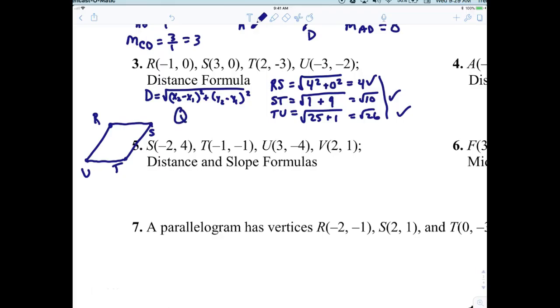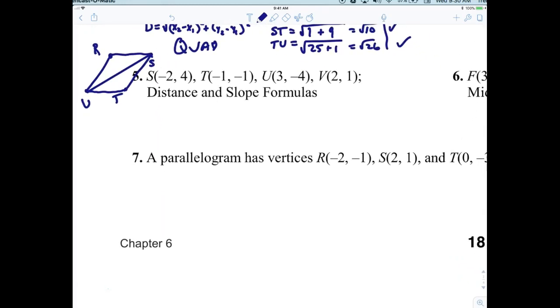And how would you know if it's a diagonal? If I accidentally did SU, that would have been the diagonal. That's what I'm talking about. Listen, if I put the letters in the wrong spots, I could be finding the length of the diagonal instead of the length of the side. That's why it's important to plot the points. The reason I'm going to plot the points is so I don't accidentally do the diagonal.